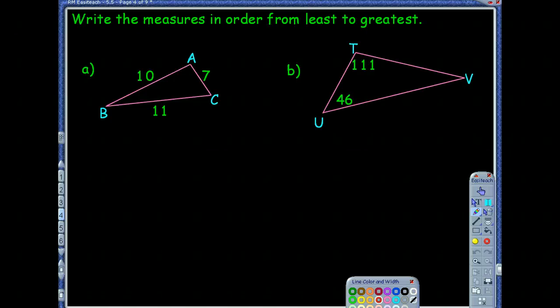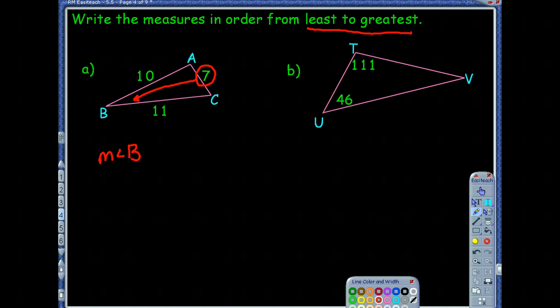But we need to look at what's across from them. Okay. So we want to go in order from least to greatest. Which side here is the smallest side? AC. So if AC is the smallest side, when I talk about the smallest angle, it would be angle B. So that measure of angle B would be the smallest.